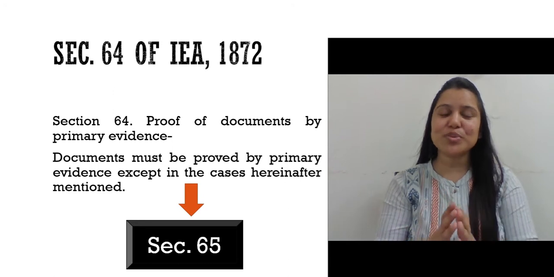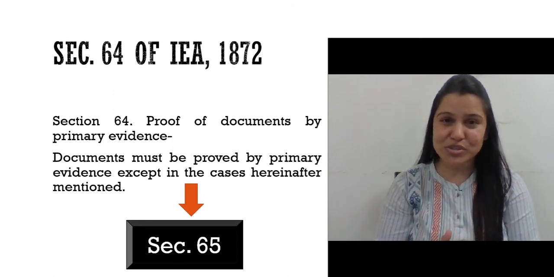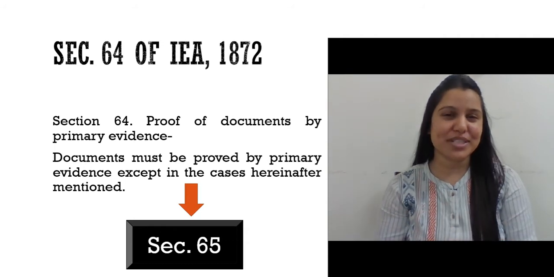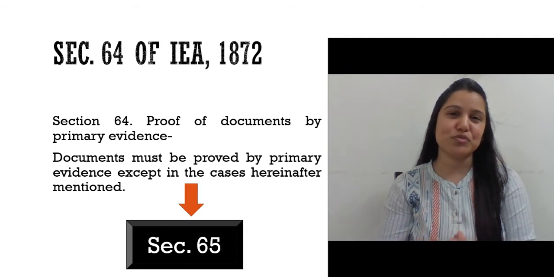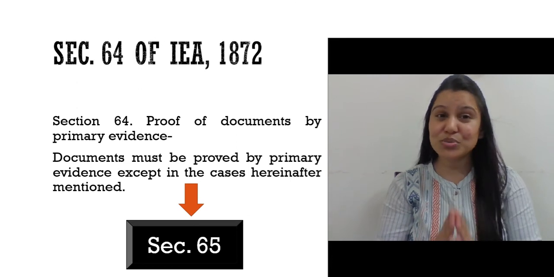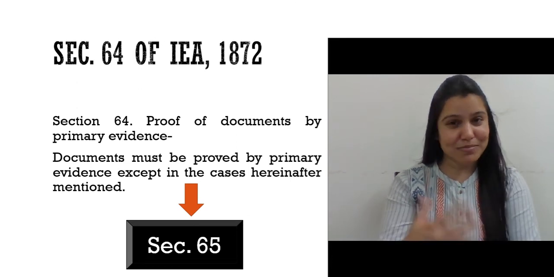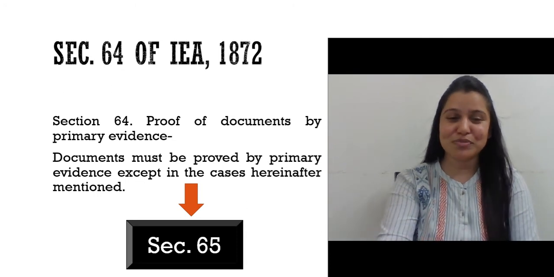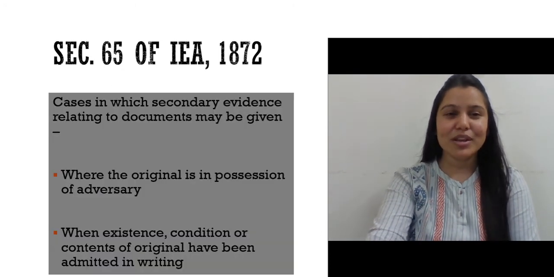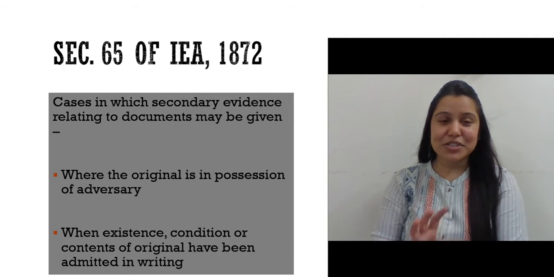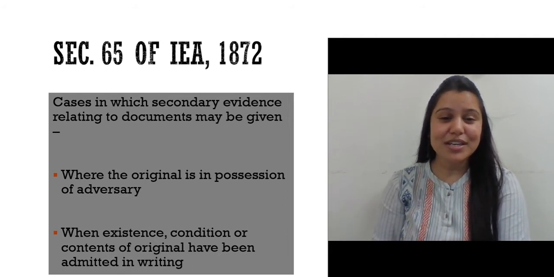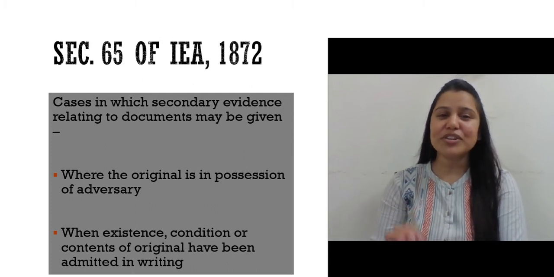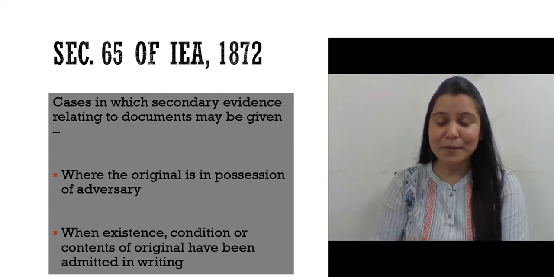So if your situation falls under any of the situations which are mentioned under section 65, then you can produce the secondary evidence in order to prove your document. Otherwise, you just need to bring the primary evidence in order to prove the facts. So here, 65, as I said, it mentions the scenarios in which you can produce the secondary evidence, cases in which secondary evidence relating to documents may be given.